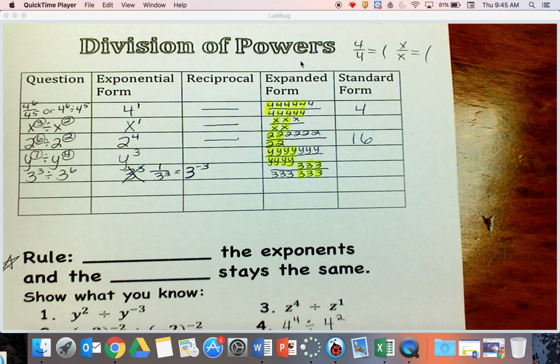What if I do this one? Let's try n to the 4th divided by n to the 8th power. If I do 4 take away 8, I'm going to get n to the negative 4th power, because 4 take away 8 is negative 4. Let's see if that works out.